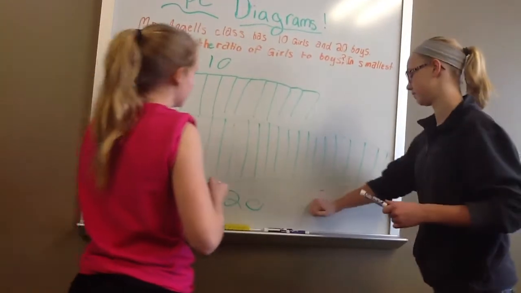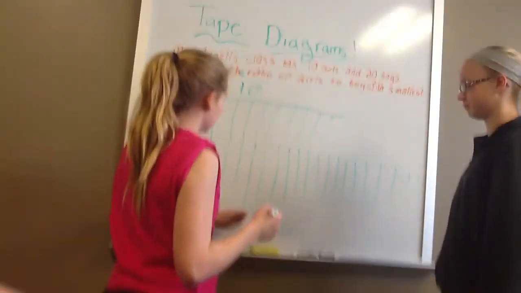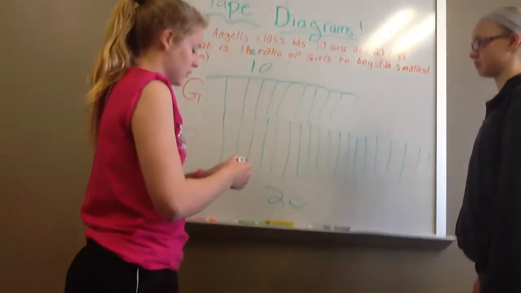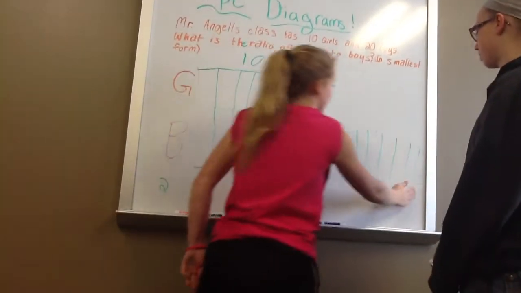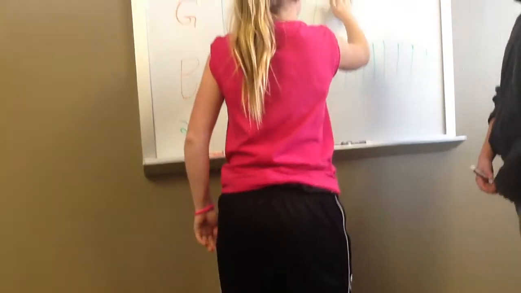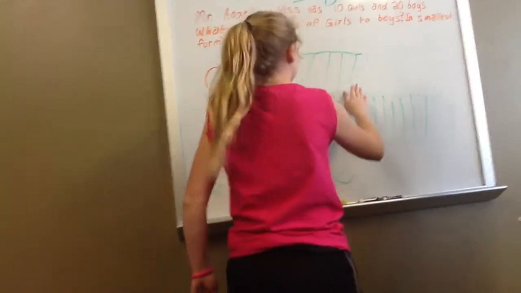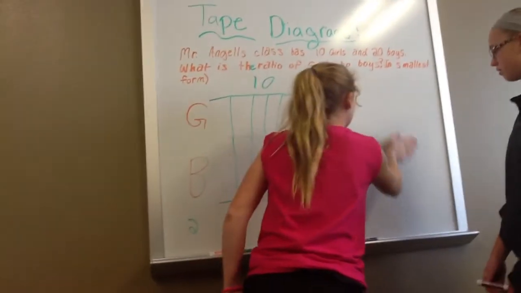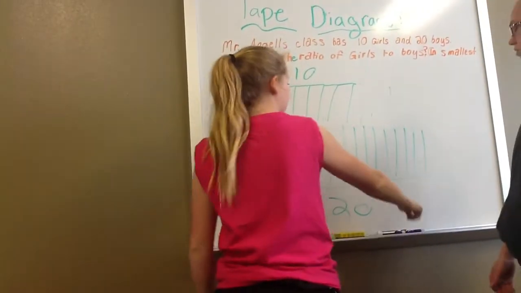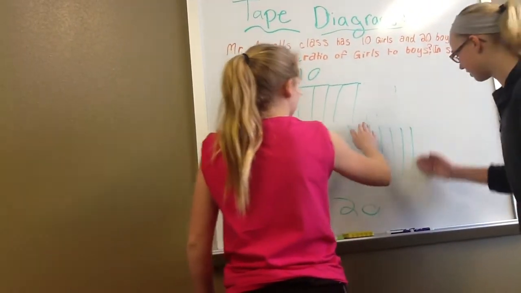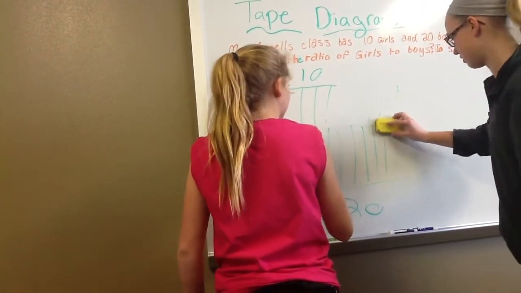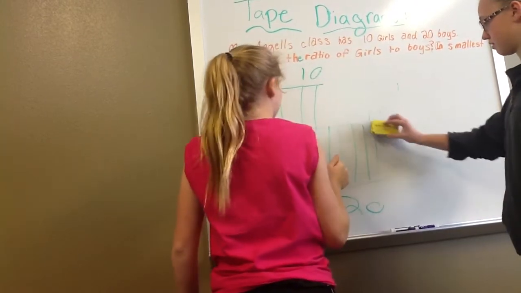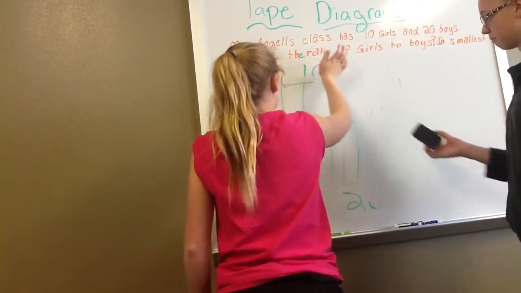So if you divide 20 by 10, that equals 2. That means for every one there's 2. So we're gonna take away 1. You take away 2. Take away 1. Take away 2. Take away 1, and so on.